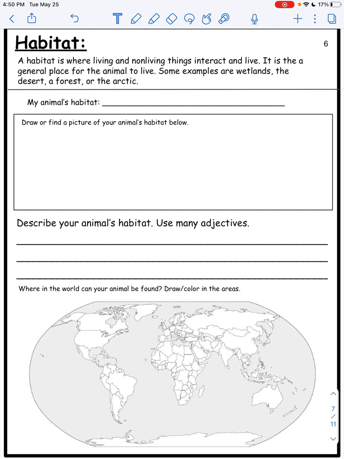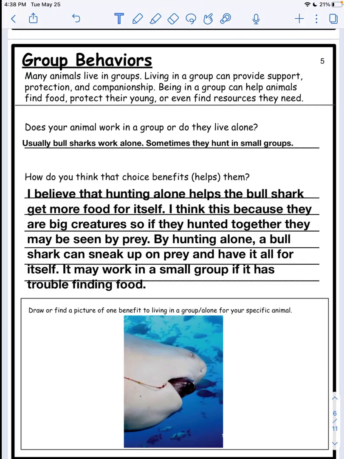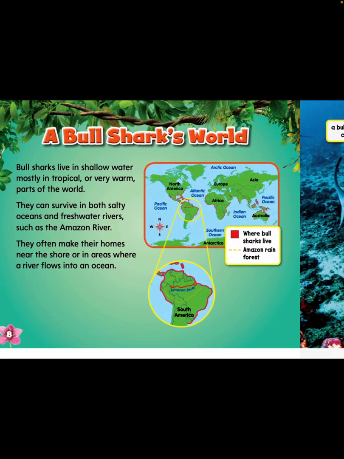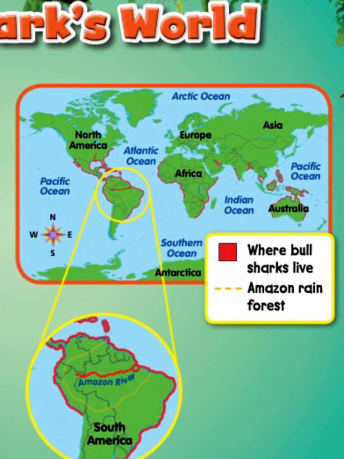So, my animal's habitat. I need to go to my book, and I took a screenshot already of the page that I needed to read, and that was this page. Bull sharks live in shallow water, mostly in tropical or very warm parts of the world. They can survive in both salty oceans and freshwater rivers, such as the Amazon River. They often make their homes near the shore or in areas where a river flows into an ocean. And then it puts a map here of all the places where bull sharks live, which is pretty amazing.